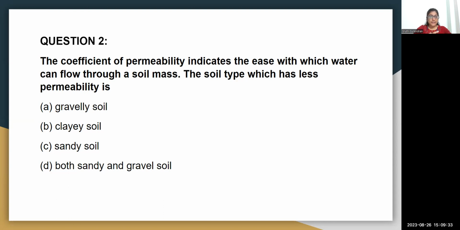Now let's move on to the next question. The coefficient of permeability indicates the ease with which water can flow through a soil mass. The soil type which has less permeability out of the following is which one? Is it gravelly soil, clayey soil, sandy soil, or both sandy and gravelly soil?